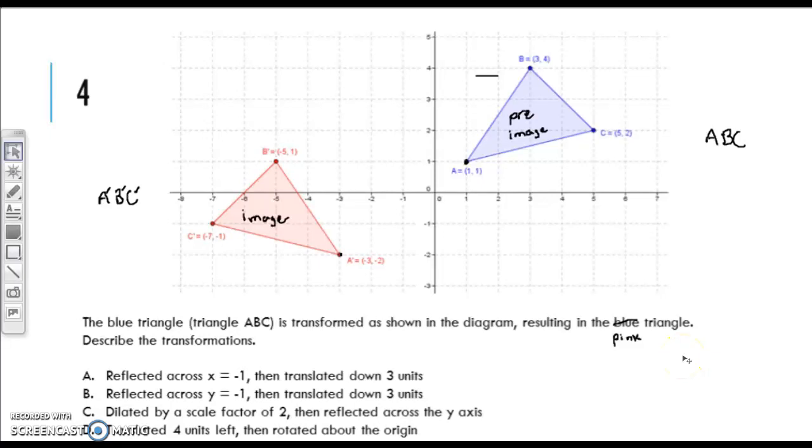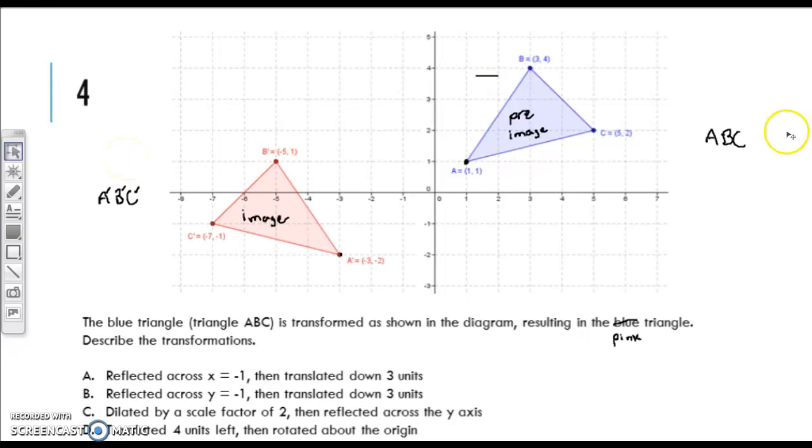Hey guys, this is Mrs. Long. We're going to look at a transformations question here. It says the blue triangle, triangle ABC, is transformed as shown in the diagram, resulting in the pink triangle. Describe the transformation. So, in other words, we have more than one thing going on here. Okay, so we have to figure out what those multiple steps are.